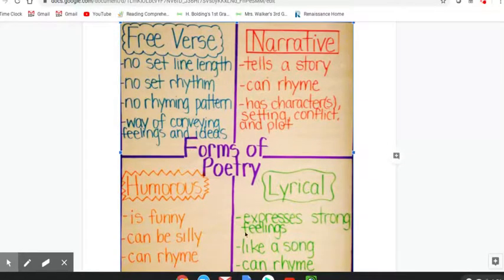So I want you to pick one of these 4 forms of poetry, and you're going to submit those on Google Classroom for your reading assignment today, okay?